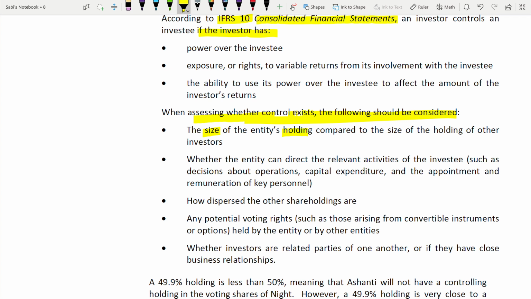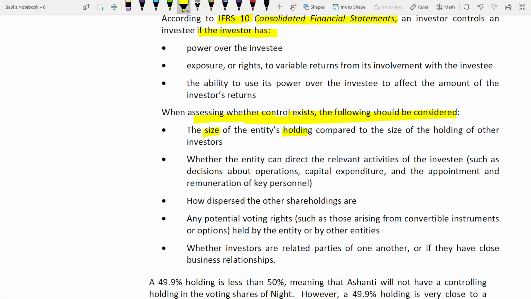Next, whatever the things from this list, 5 points are there. Don't include all the 5 points in your answer. From these 5 points, 2 or 3, whatever points you can link with the case study, only those you put. If you cannot, then don't put those points. For example, the first one, entity size, has been given to you. We have been given the percentage of shareholding, right? So that first point we can use in our answer.